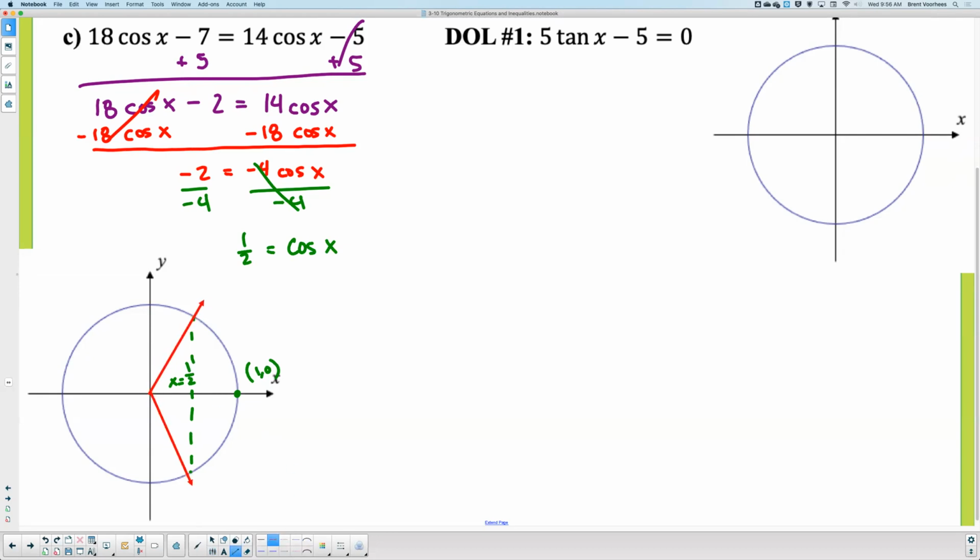There are 2 answers. Now we have 2 answers because this is not given as an inverse. If it was given as an inverse, we'd only have 1 answer. Okay, so now picking back up, let's solve the problem. How do I actually isolate this x? The inverse of cosine. That's right.